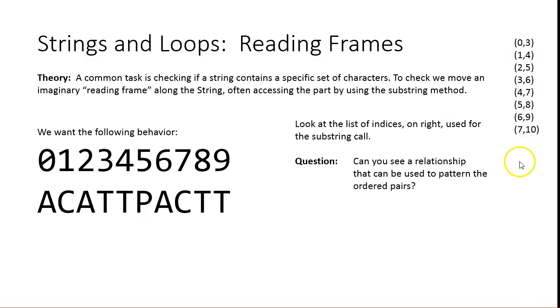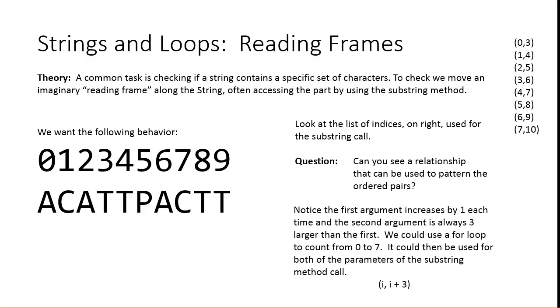So what we want to see is if we can find a pattern in this. And again, this is why it's so important when you're trying to work through problems like this. You set this up, and then you do a specific case and try to find a pattern to what's happening. Notice the first argument increases by 1 each time, and the second argument is always 3 larger than the first. Again, conveniently, the length of the word cat.